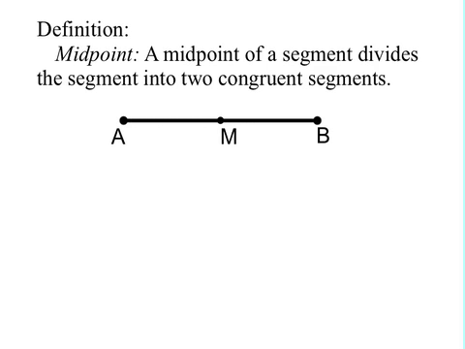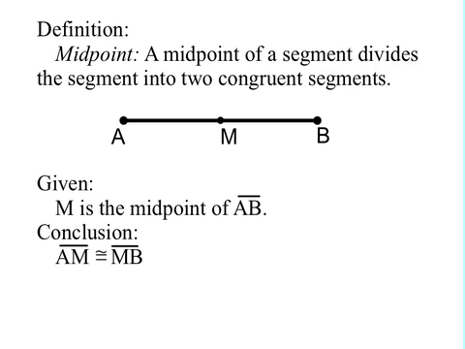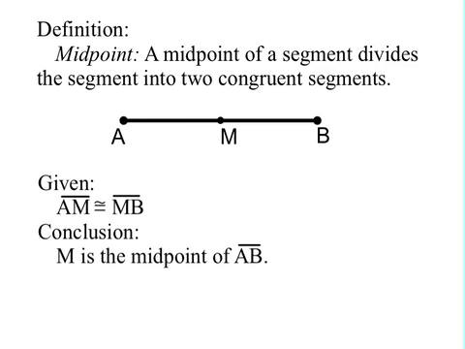Midpoint. A midpoint of a segment divides the segment into two congruent segments. In this case, of course, the midpoint is point M. And what this definition tells us is that if M is given as the midpoint of segment AB, then we can conclude that segment AM is congruent to segment MB. And because the definition is reversible, if we're told that segment AM is congruent to segment MB, then we can conclude that M is the midpoint of segment AB.